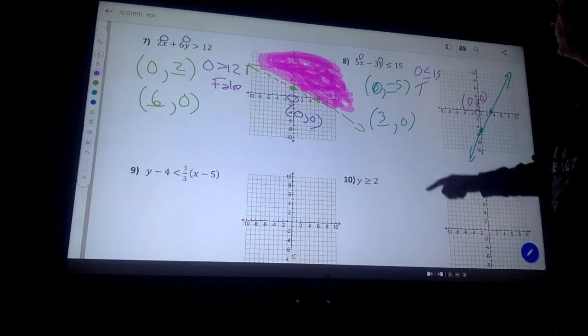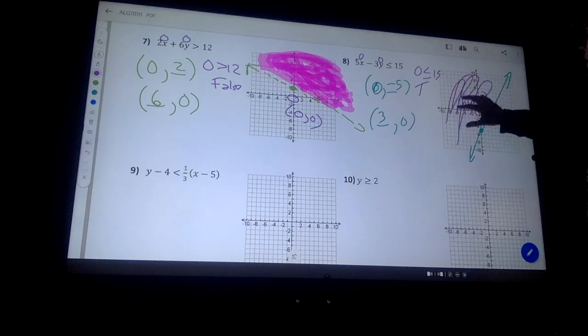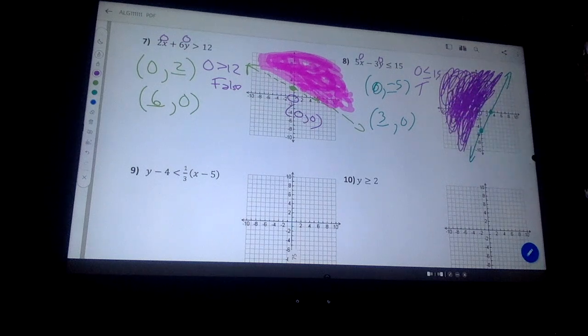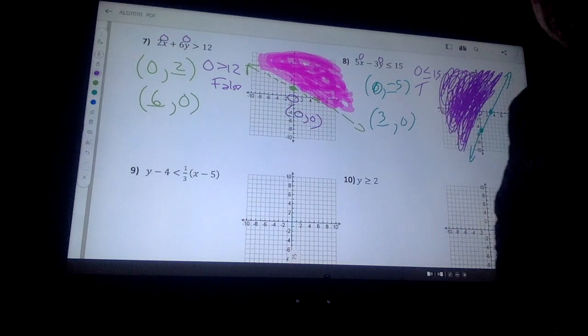That's true. Okay? So that means I'm going to shade up here. I'm shading the side because it's true. The side that is true has the 0, 0 on it. And that's all we have to do.